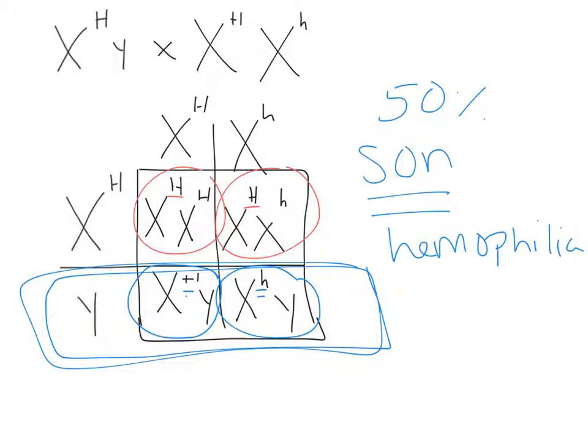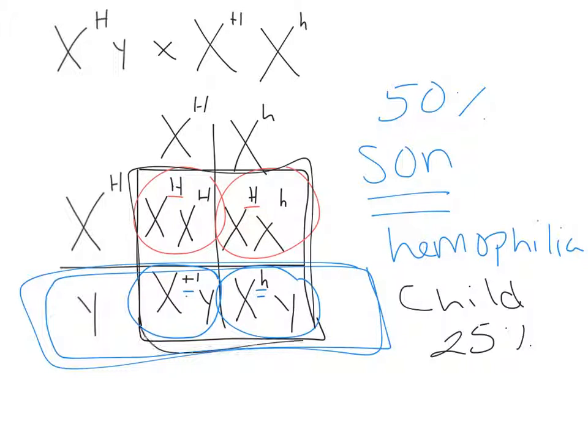So this would be a little bit different if I asked you what was the chance of a child having hemophilia. So the chance of any child having hemophilia is 25%. So at that point we're looking at the whole Punnett Square again, not just the bottom two boxes.